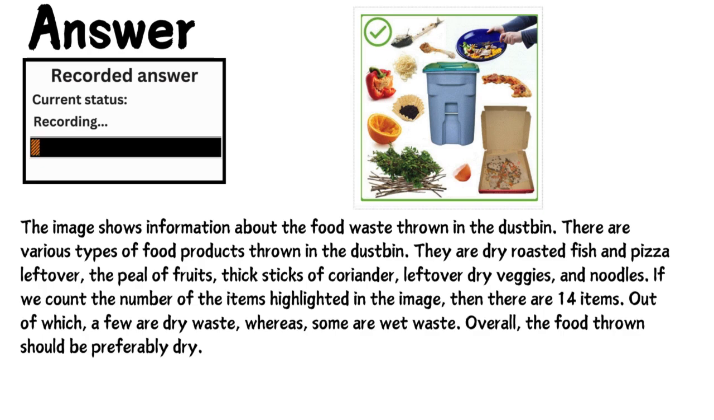The image shows information about the food waste thrown in the dustbin. There are various types of food products thrown in the dustbin. They are dry roasted fish and pizza leftover, the peel of fruits, thick sticks of coriander, leftover dry veggies, and noodles. If we count the number of the items highlighted in the image, then there are 14 items, out of which a few are dry waste, whereas some are wet waste. Overall, the food thrown should be preferably dry.